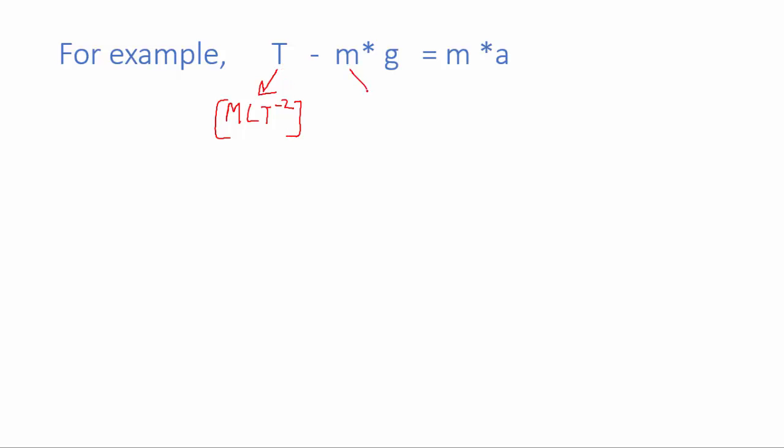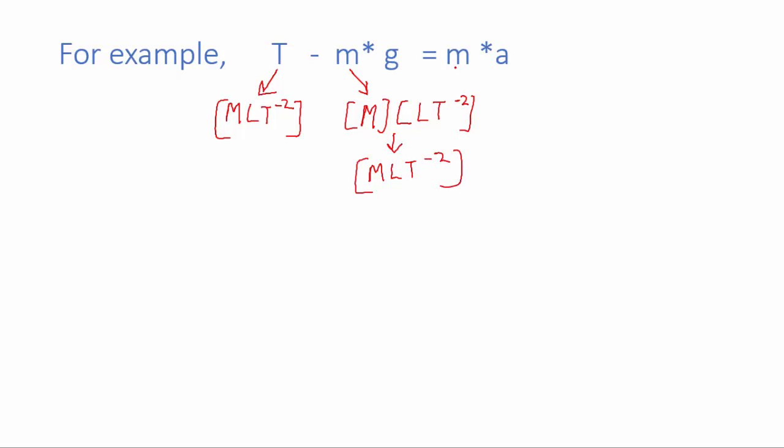Now let's check the dimension of this term. For mass, it's capital M, and this g is gravitational acceleration. All accelerations, whether gravitational, linear or centripetal, have the same dimension as normal acceleration, which is LT^-2. So this will give us MLT^-2.